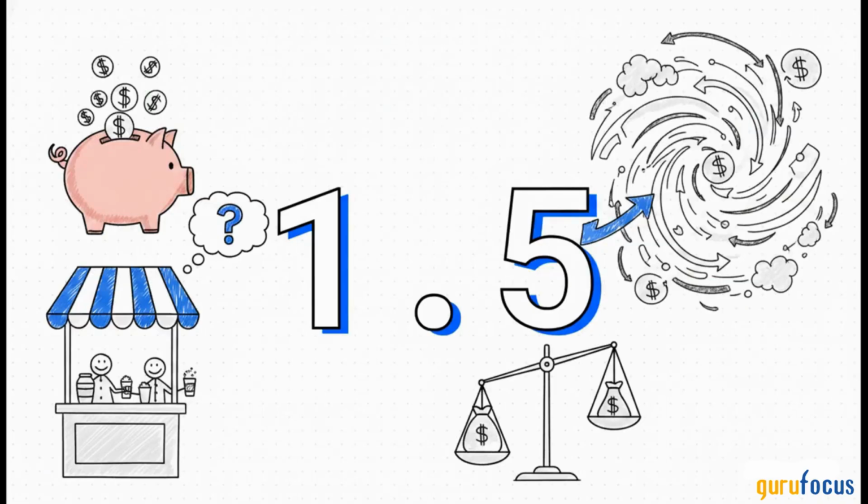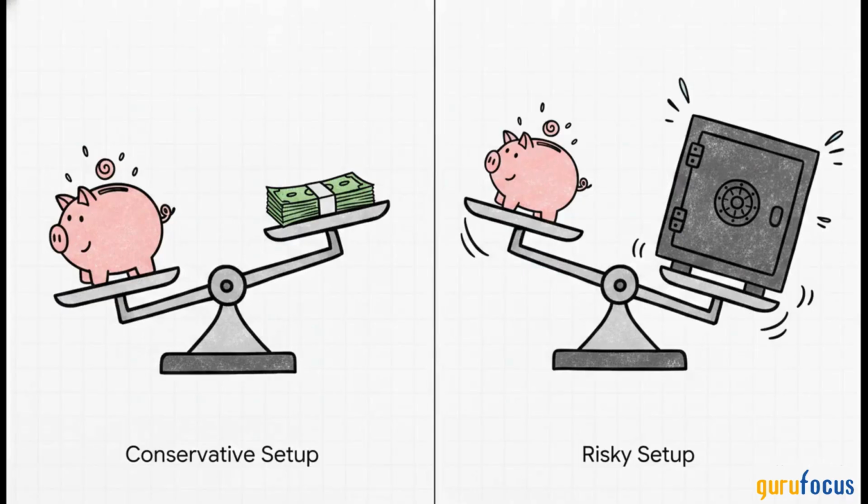All right, let's look at the simple math here. If we take your $300 of debt and we divide it by your $200 of equity, we get 1.5. What does that actually mean? It means that for your lemonade stand, you are using $1.50 of debt for every single dollar of your own equity.